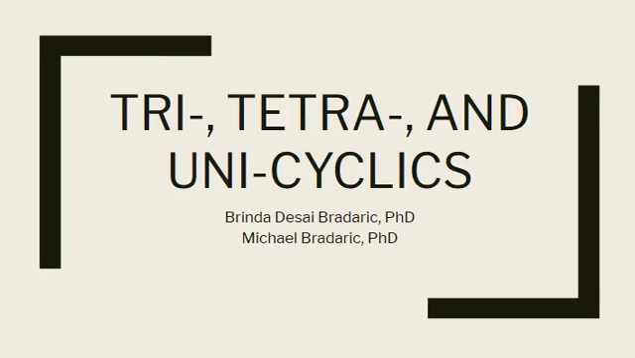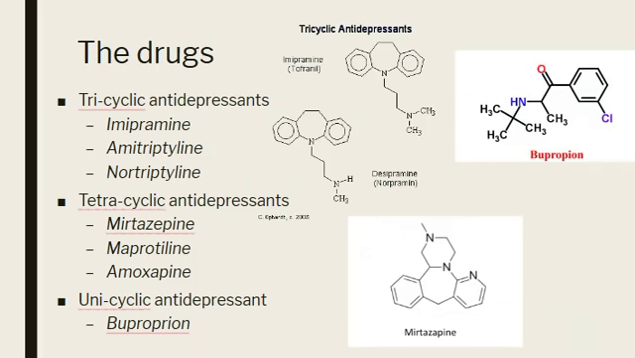This lecture is going to focus on the tri, tetra, and unicyclic compounds. These naming derivatives are based on the chemical structure. So the unicyclic compounds have one substituted ring, the tricyclic compounds have 3 substituted rings, and the tetracyclic compounds, of course, have 4 substituted rings. And so that's where these names come from.